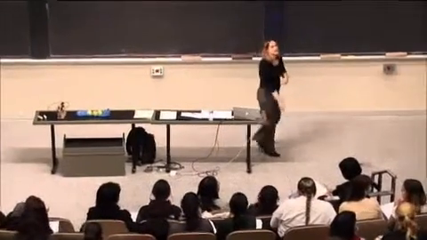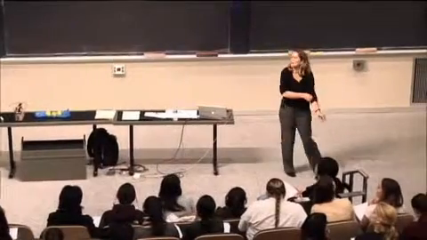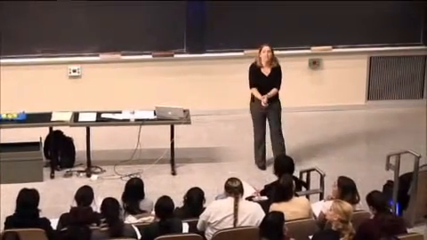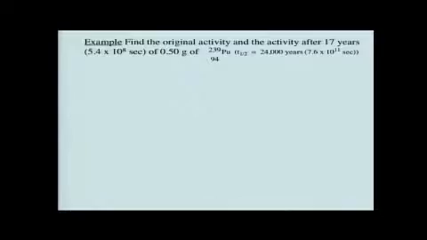All right, so let's do an example now and think about how things will change over time. So we have an example. We want to know the original activity and the activity after 17 years of a sample of plutonium. So let's take a look at how we'll do this problem. So first, given the information up there, the first thing we want to do is find the original number of nuclei.